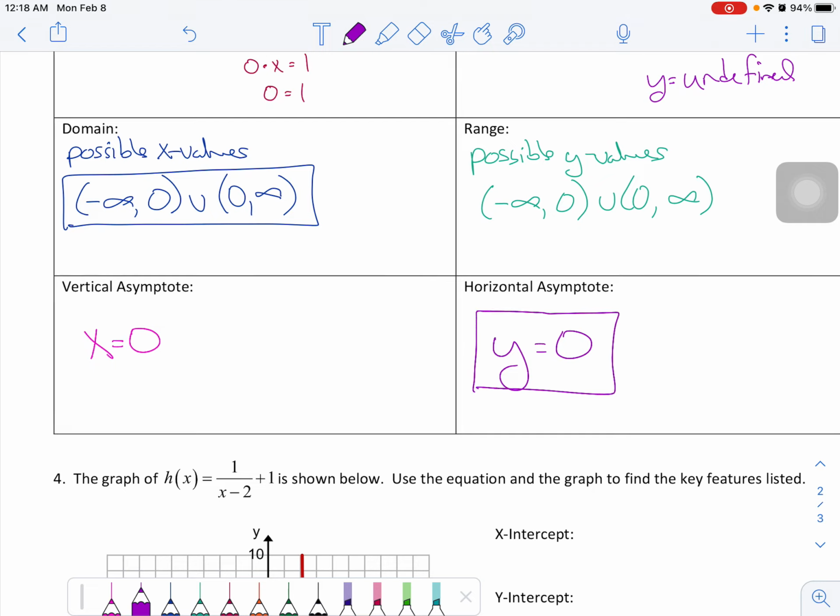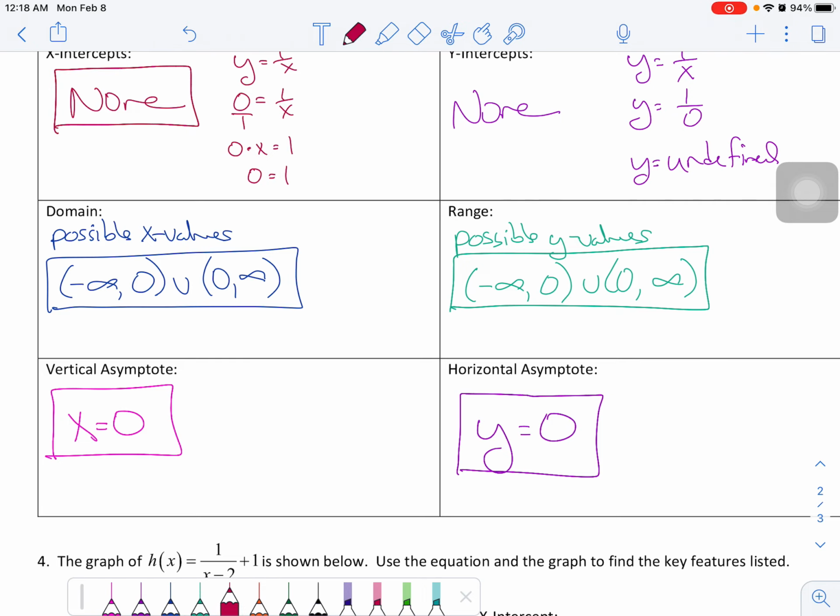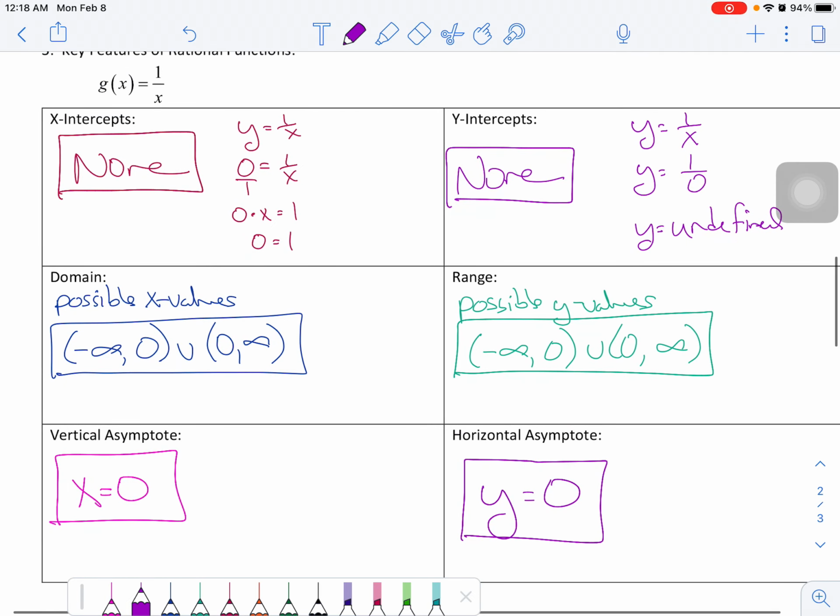So that is our, let me do a little boxing up here of final answers so you guys know that those are good. Vertical asymptote is x is equal to 0. Horizontal asymptote, y is equal to 0. Let's catch my range here. There we go. And let's see, no x-intercepts and no y-intercepts. All right, so that's the original 1 over x function.